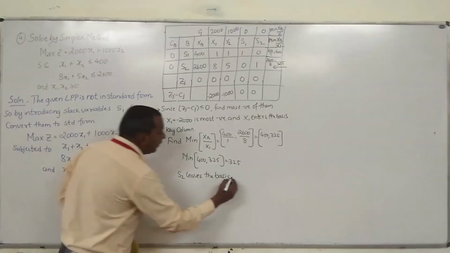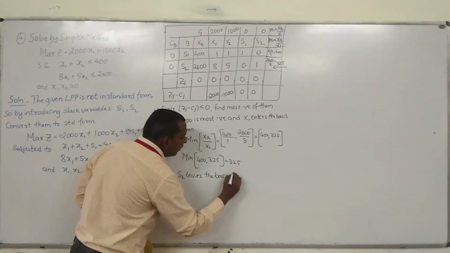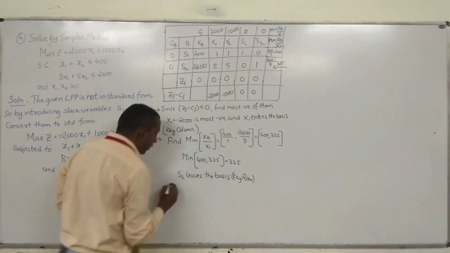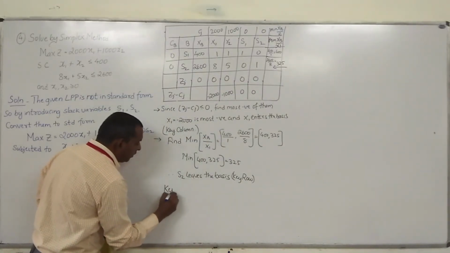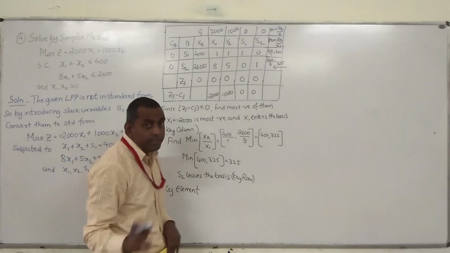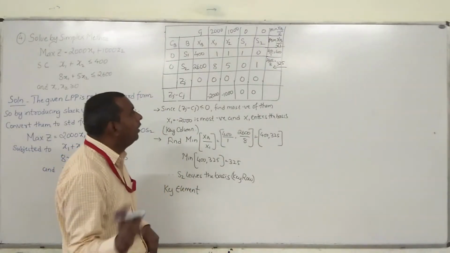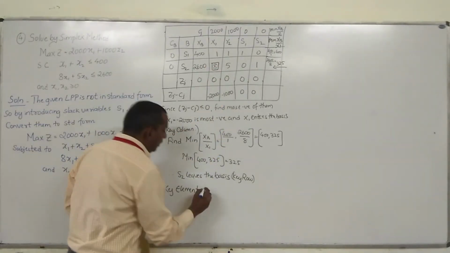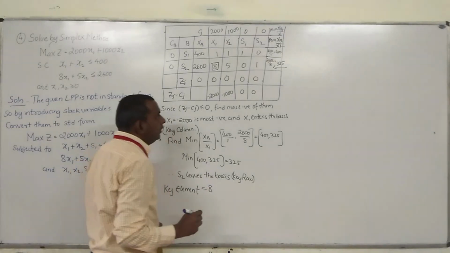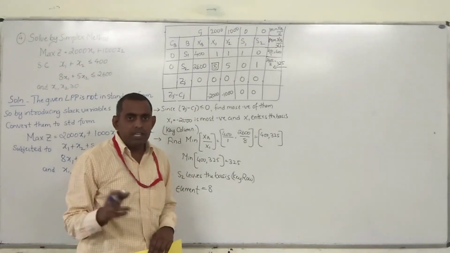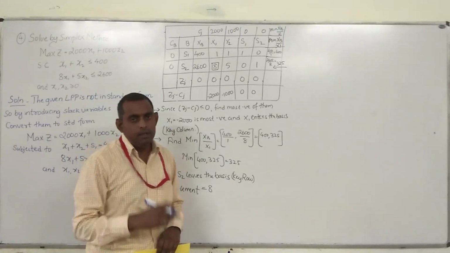So it becomes the key row. Key element: how to find the key element? The intersection of key row and key column will give you the key element. So key element is equal to 8. Then go for the next table. Fine. So the next table will be explained in the next session. Thank you.